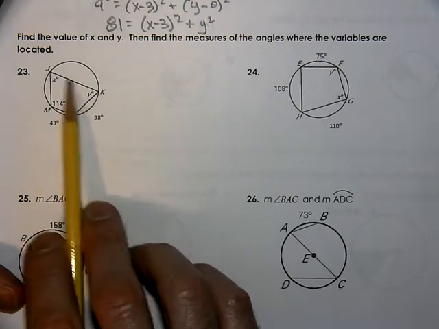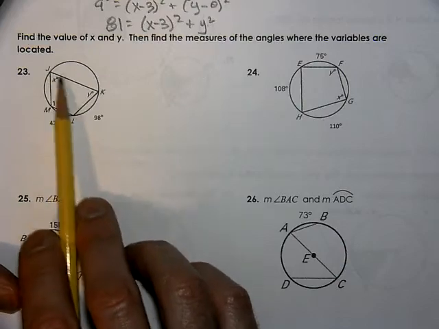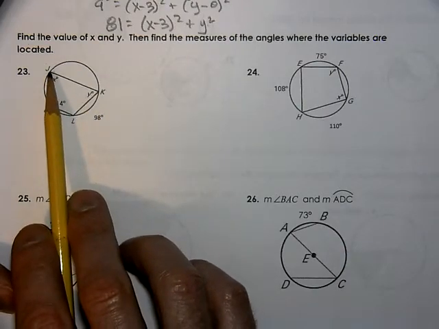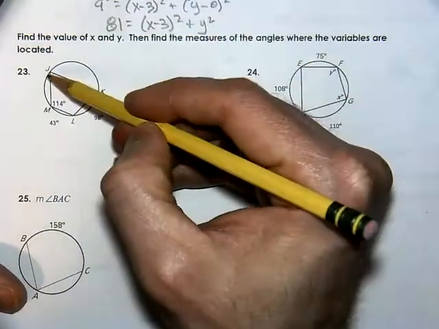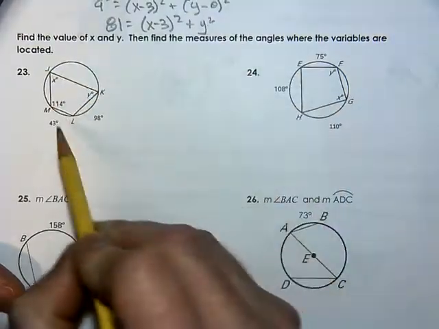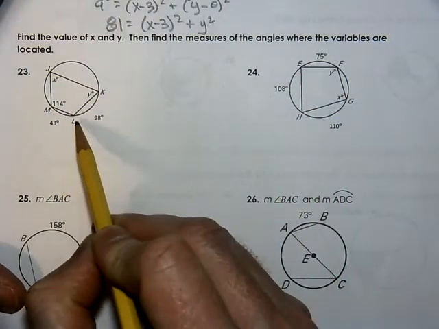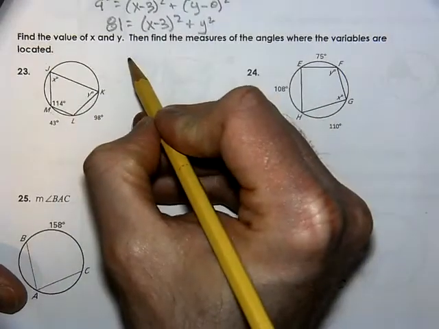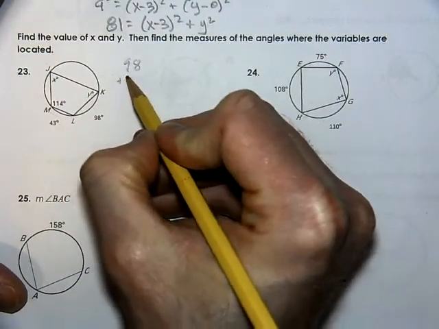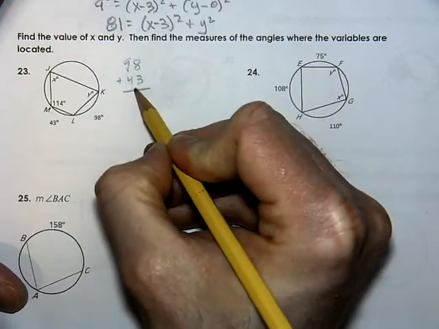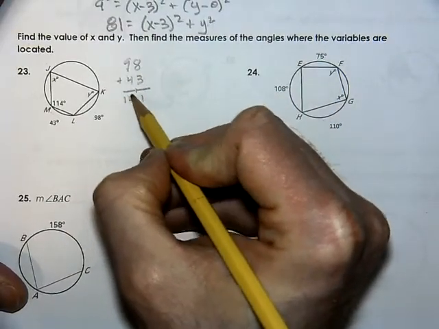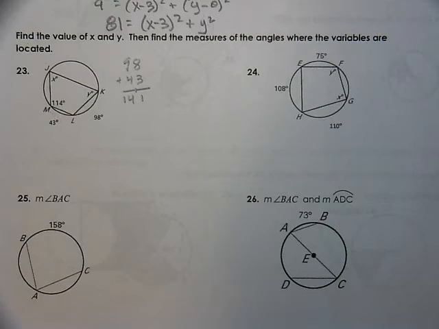Here we see we have our angle on the edge of the circle. It opens up and it touches at the 98 and the 43. So we have 141 degrees. So we know this inscribed angle is going to equal half of the measure of the intercepted arc.